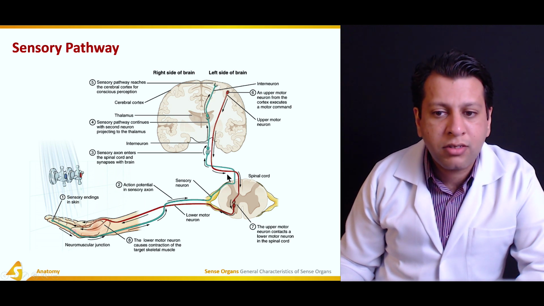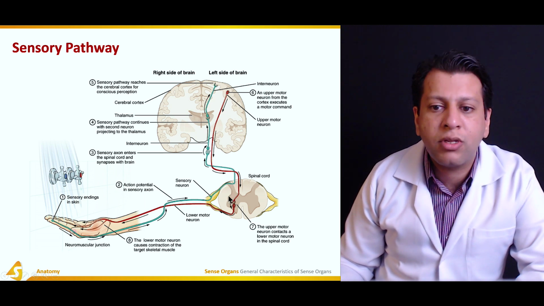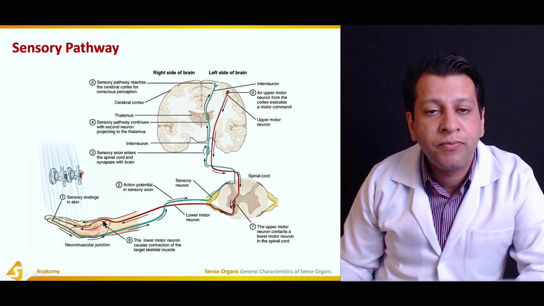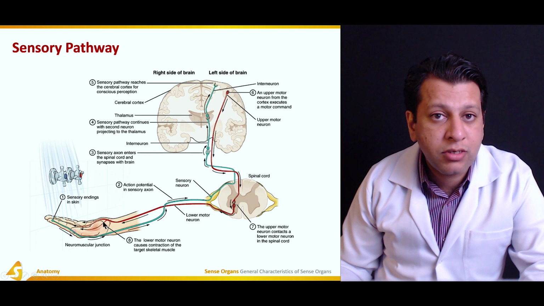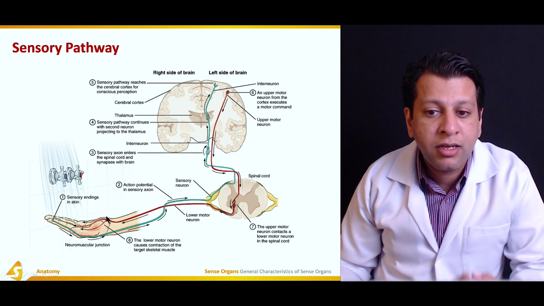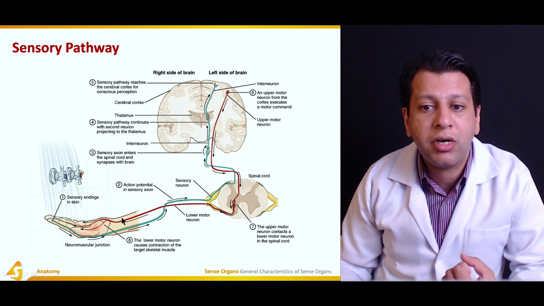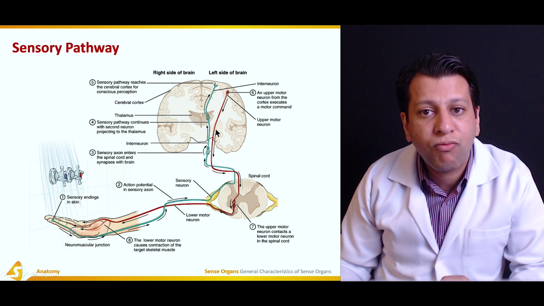In the reflex arc, things end over here. From there, they go into the internuclear neuron, and then there is a response generated straight away. For example, you touch a hot stove and straight away the hand is pushed back. That is a reflex. But in this case, it's not a reflex, rather it's a sensory pathway. The higher centers are involved.